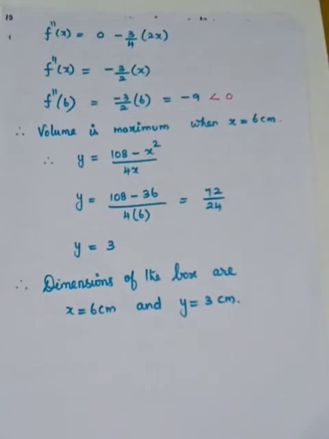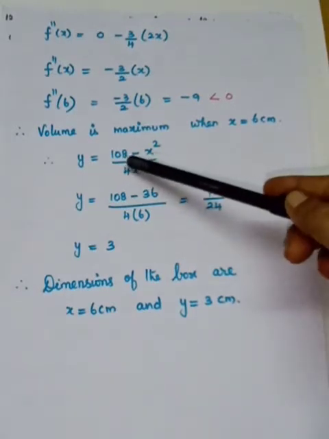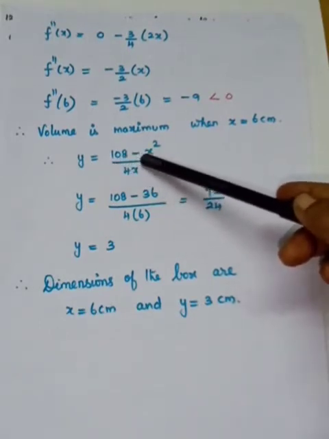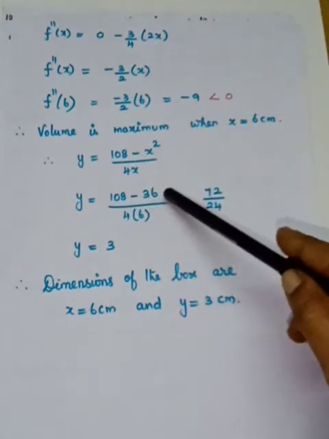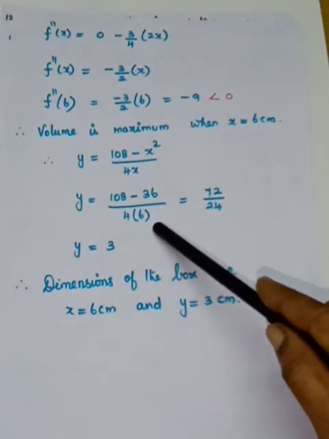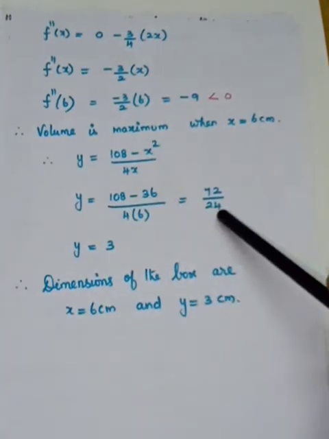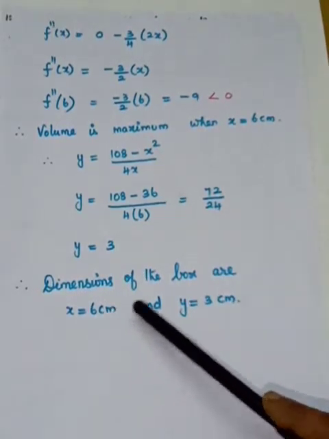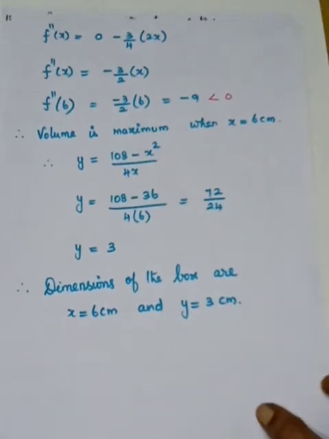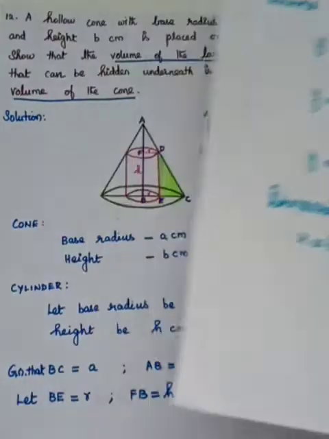Okay, next you have to find y. What's the need to find y? In the question, what is asked? Find the dimensions of the box when the volume is maximum. So dimensions mean we have taken x and y. So x is found already. So we are going for y. So y can be written as, already we have found, 108 minus x squared by 4x. In the place of x, you have to substitute 6. So it is 108 minus 6 the whole squared, which is 36, divided by 4 into 6. 108 minus 36 is 72 divided by 24, that is equal to 3. So the dimensions of the box are x equal to 6 centimeter and y equal to 3 centimeter. Then only the box has the maximum volume.